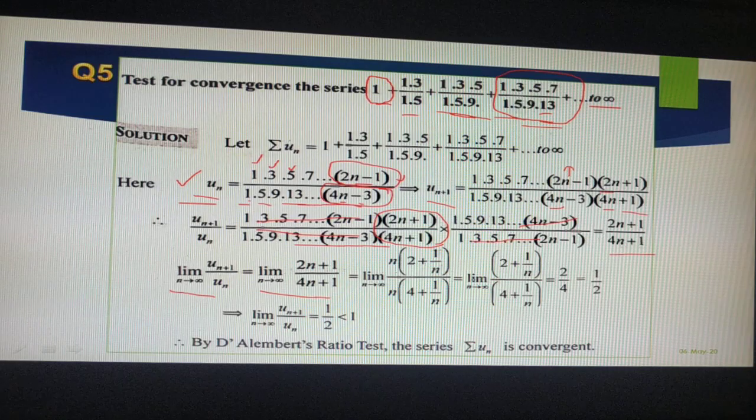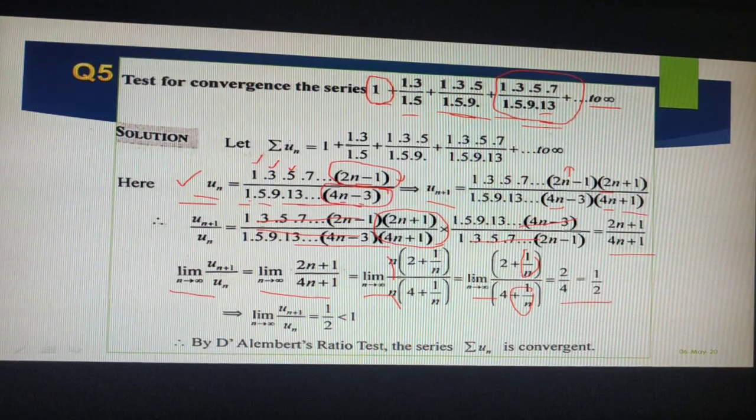If I take n as common, then in the numerator as well as in the denominator, 2 plus 1 by n in the numerator, 4 plus 1 by n in the denominator. This n will get cancelled. Now if you apply the limit n tends to infinity, we get 2 by 4 because 1 by n becomes 0. Here also the same thing. So 2 by 4 is nothing but 1 by 2, which is 0.5, less than 1. So when your limit is less than 1, by D'Alembert ratio test, it is going to be convergent.